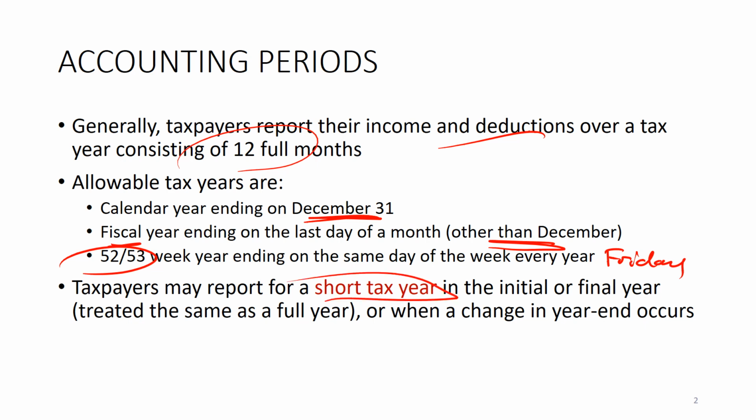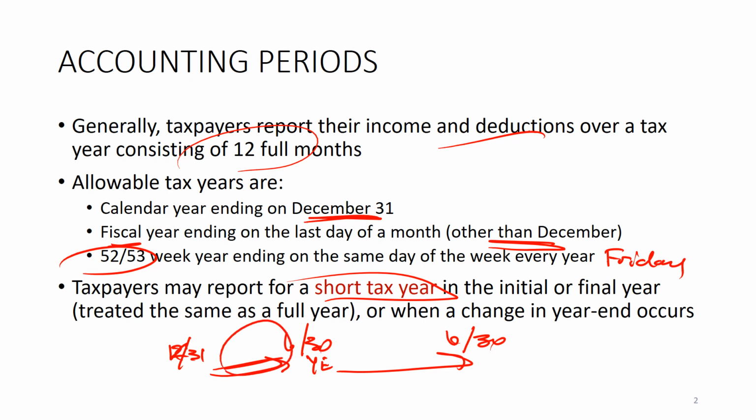It's also possible to have a short period when you're making a change. So if you're going from a calendar year, let's say you had a 12/31 year end, and you want to move that to a 6/30 year end, well, you're going to have that short period. And then from there on, you'd be on a 12-month period. But there would be that short period that might occur when you have that change.